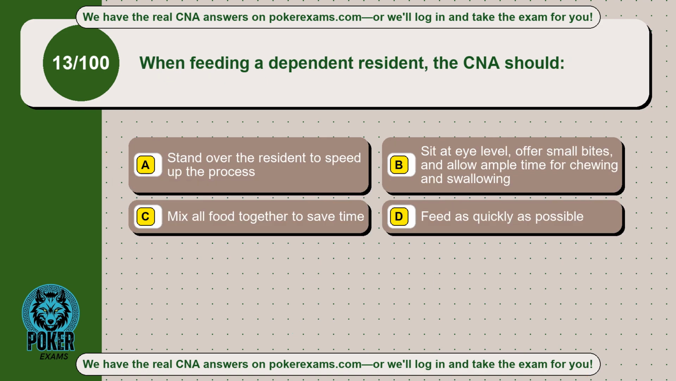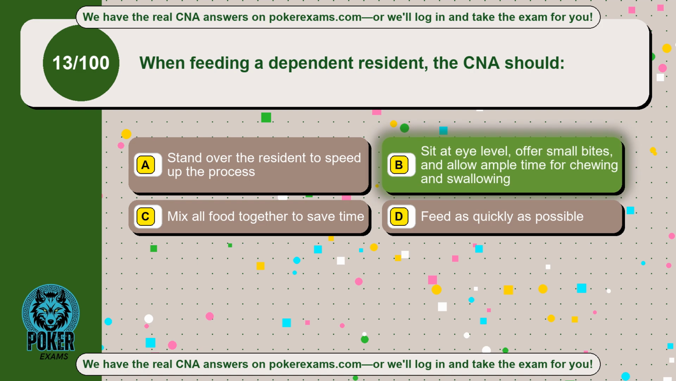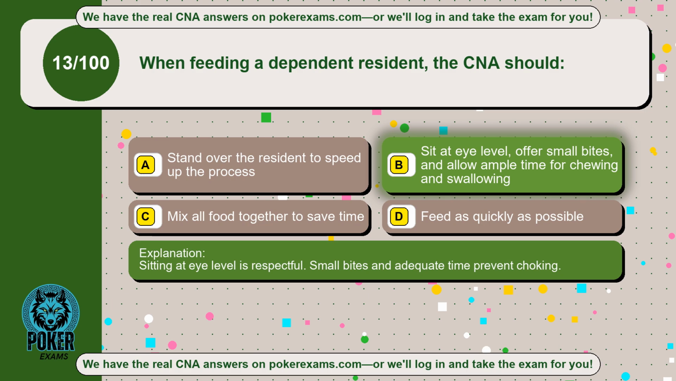Question 13. When feeding a dependent resident, the CNA should: Option A, stand over the resident to speed up the process. Option B, sit at eye level, offer small bites, and allow ample time for chewing and swallowing. Option C, mix all food together to save time. Option D, feed as quickly as possible. The correct answer is option B. Sit at eye level, offer small bites, and allow ample time for chewing and swallowing. Sitting at eye level is respectful. Small bites and adequate time prevent choking.